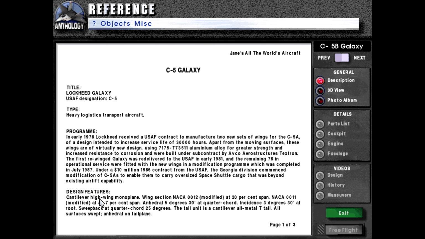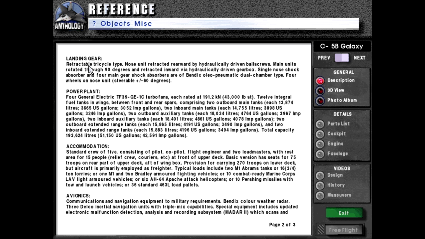Design features: Cantilever high wing monoplane, wing section NACA 0012 modified at 20% span, NACA 0011 modified at 43.7% span, anhedral 5 degrees 30 minutes at quarter chord, incidence 3 degrees 30 minutes at root, sweepback at quarter chord 25 degrees. The tail unit is a cantilever all metal T tail, all surfaces swept, anhedral on tailplane. Landing gear, retractable tricycle type, nose unit retracted rearward by hydraulically driven ball screws. Main unit rotated through 90 degrees and retracted inward via hydraulically driven gearbox.